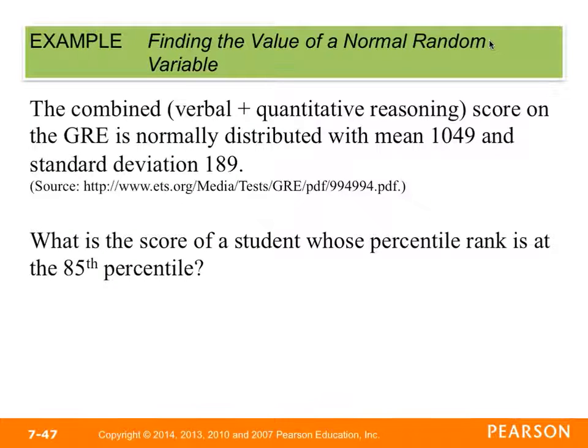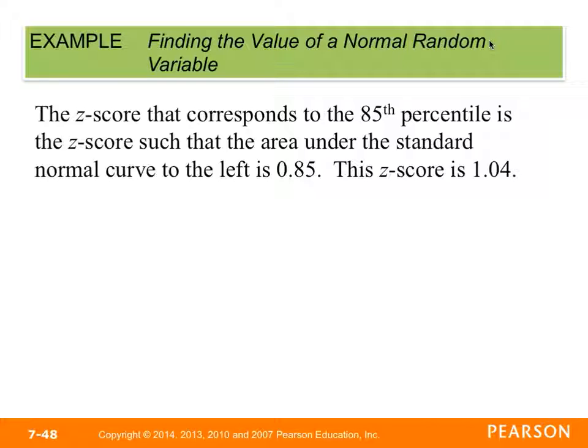So if we look at this example here, the combined score on a GRE is normally distributed with a mean of 1,049 and a standard deviation of 189. We want to know what is the score of a student whose percentile rank is at the 85th percentile. So what we actually need to do is, instead of looking up the z-score on our table, we need to look for the 85th percentile in the actual body of the table.